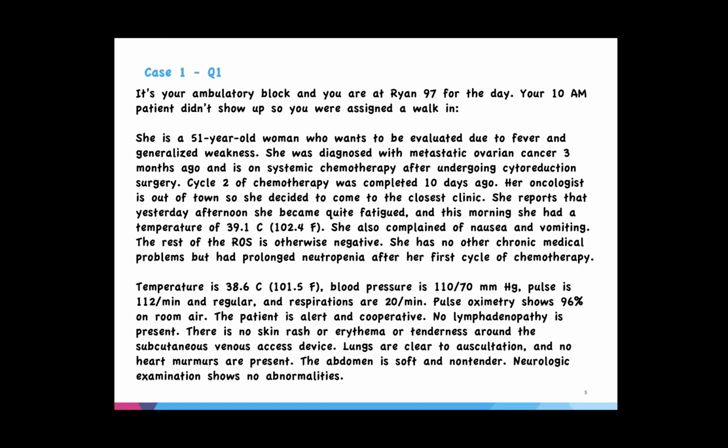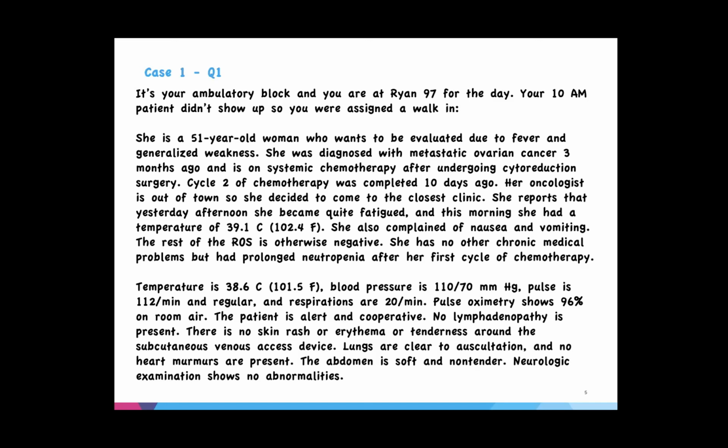In the afternoon, she became fatigued. This morning, she had a temperature of 39.1 Celsius, and she also has nausea and vomiting. The rest of the review of systems is negative. There are no other chronic medical problems, but she also tells you that when she had the first cycle of chemotherapy, her neutropenia was prolonged.